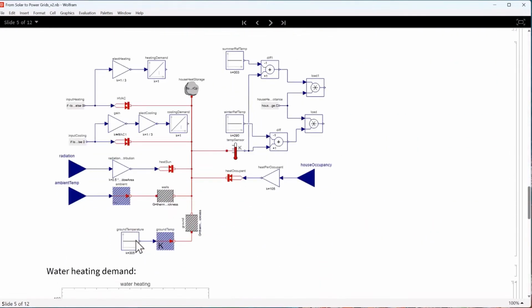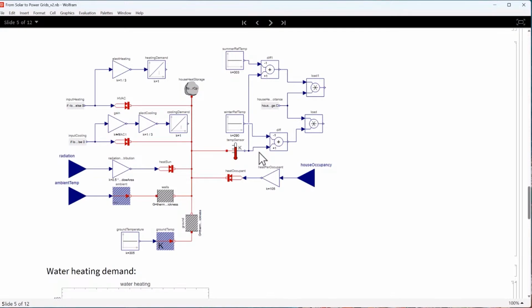This is a house model built in Wolfram System Modeler. Here, the thermal inertia of the building is represented using a heat capacitor component. Multiple heat sources and sinks are connected to it through input signals such as solar radiation, ambient temperature, and heat losses to the surroundings.